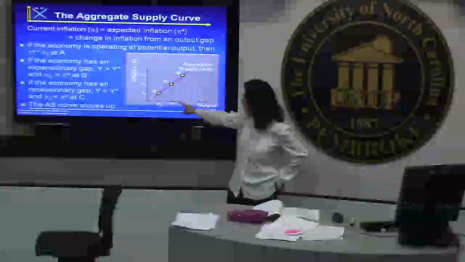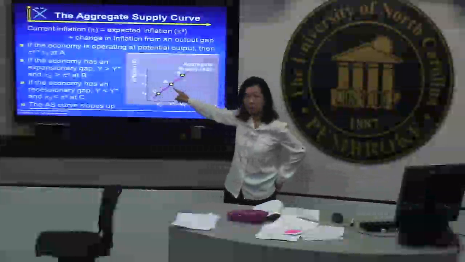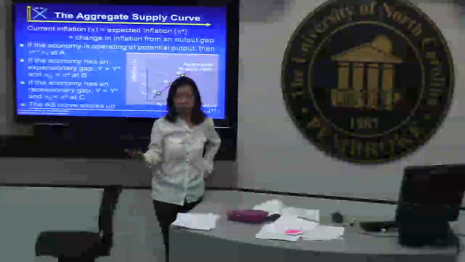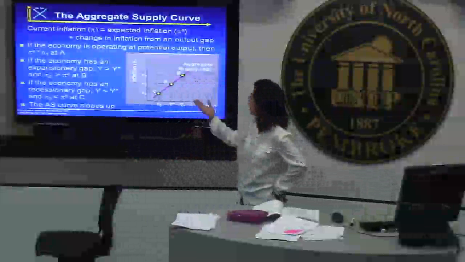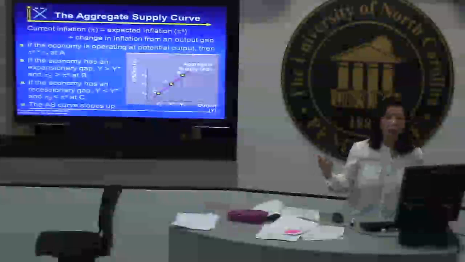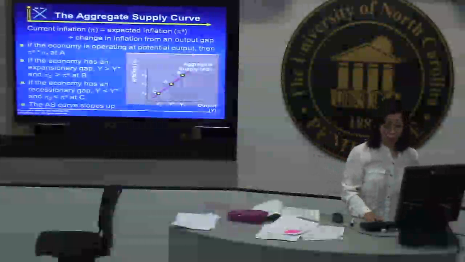Now you see, point A corresponds to two things. Your pi 1 is pi E, or your expected inflation. Okay, I just didn't write it down. And y star is your potential GDP. Okay, very good.